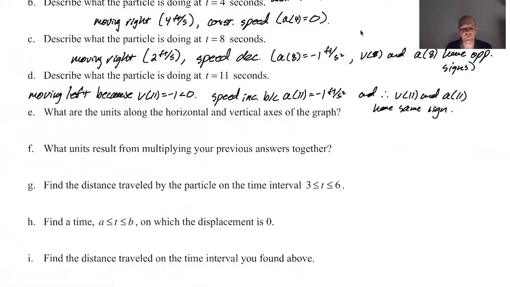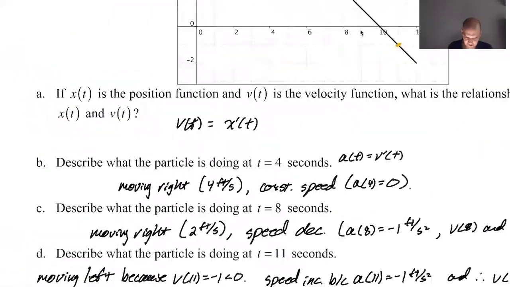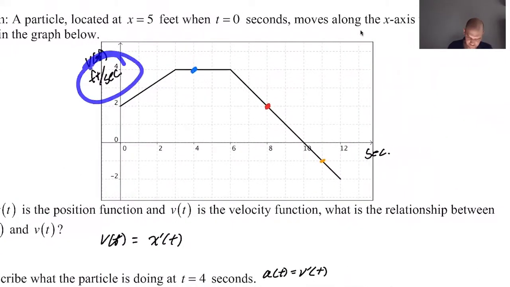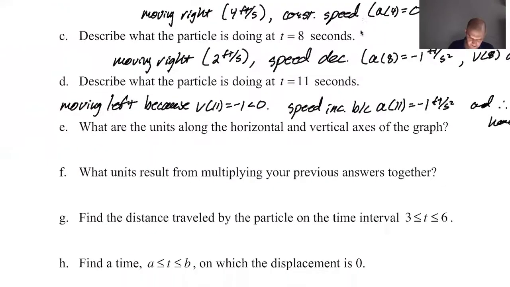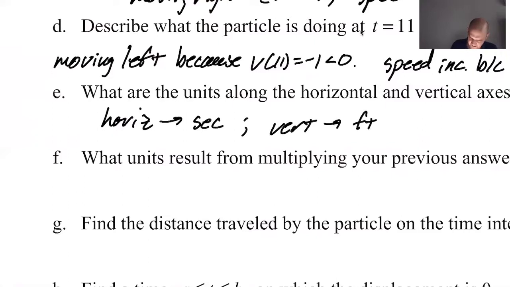Okay, so what are the units along the horizontal and vertical axes of the graph? I think we already labeled those. The vertical is feet per second and horizontal is seconds. So we can just write that down. Horizontal is in seconds and vertical is in feet per second. I hope I'm doing those right.